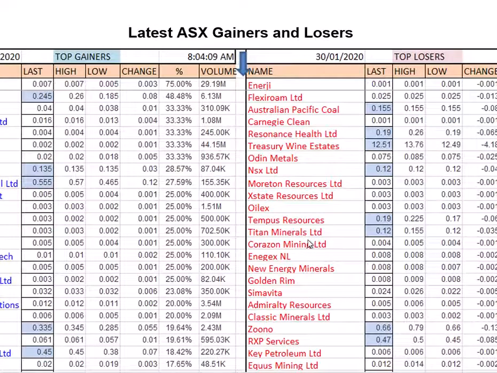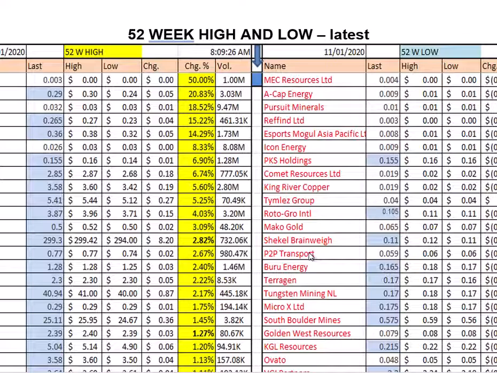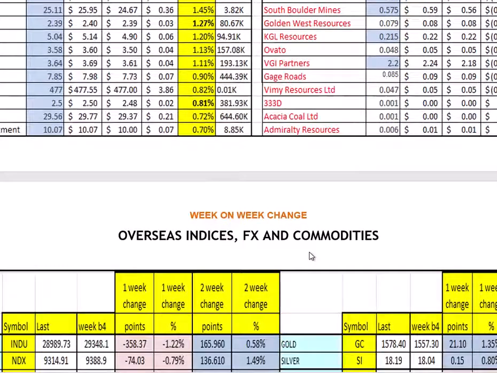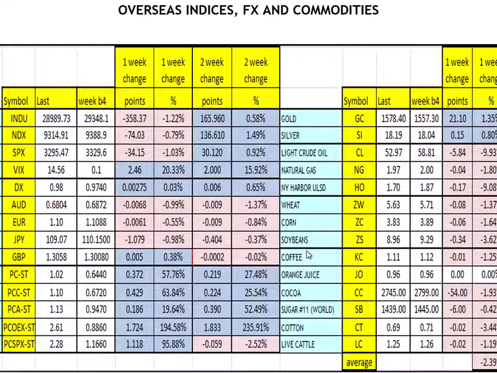Again, we also give you the top gainers and the top losers, what happened the day before, and the 52-week high and the 52-week low, to give you some more perspective about the market. And every weekend we also tell you what happened for the major markets, the foreign exchange, also the various commodities, what happened, the changes from 1 week to week, and also the 2 week collective change.